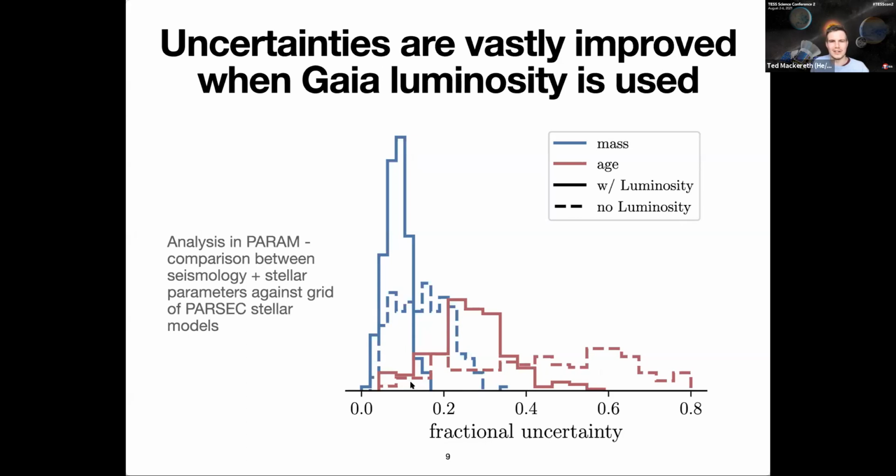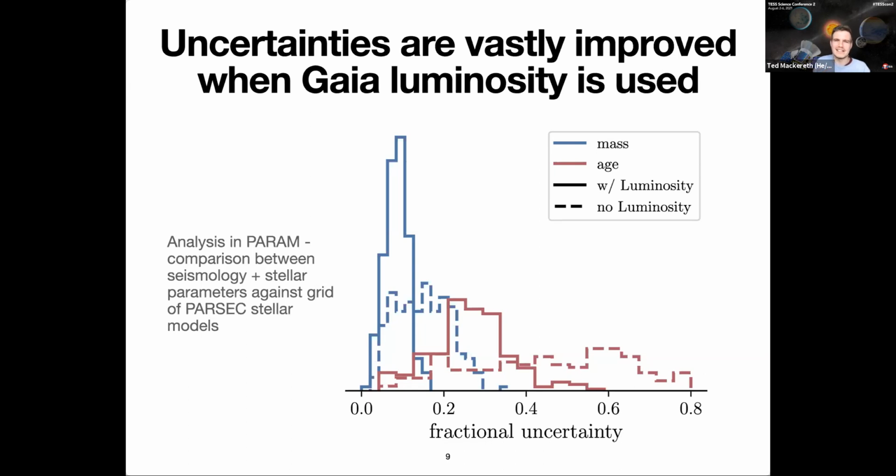And you can see that for ages, it goes all the way from pretty good to absolutely terrible, almost 100% uncertainty in the age. When you include that Gaia luminosity, you really tighten up the uncertainties. For example, the ages peak at around 30% uncertainties, and the masses go to about 10%, which is comparable to what you get from Kepler if you don't include the Gaia luminosities.